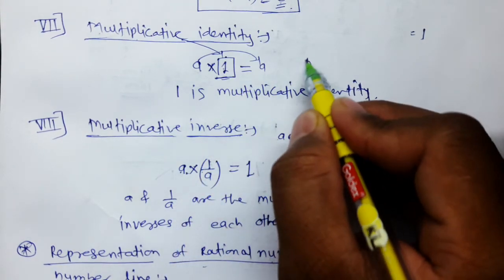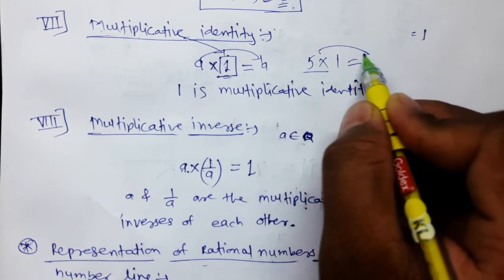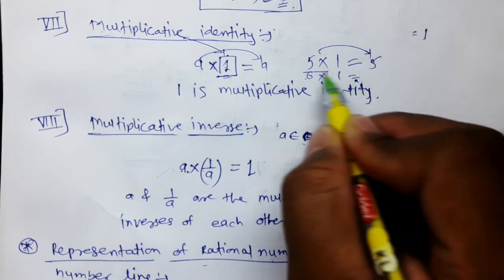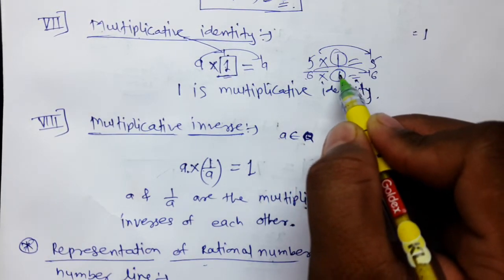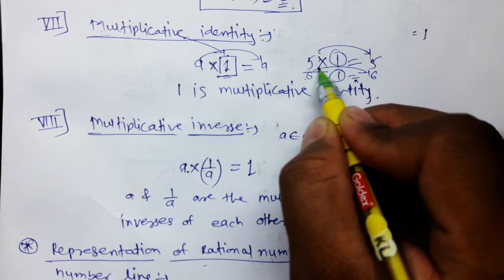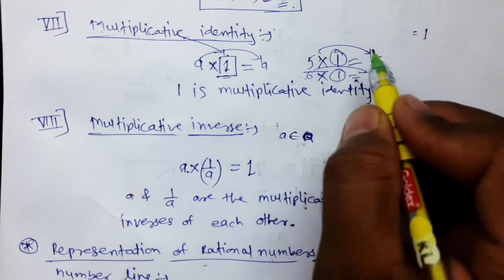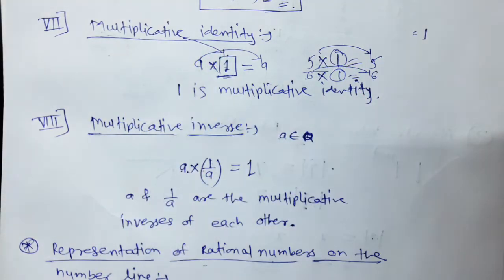Suppose 5 is there, multiplying 5 with 1, we get 5 itself. If 6 is there, multiplying 6 with 1, we get 6. So 1 is the number which, after multiplying with any number, gives that number itself. So 1 is the multiplicative identity.